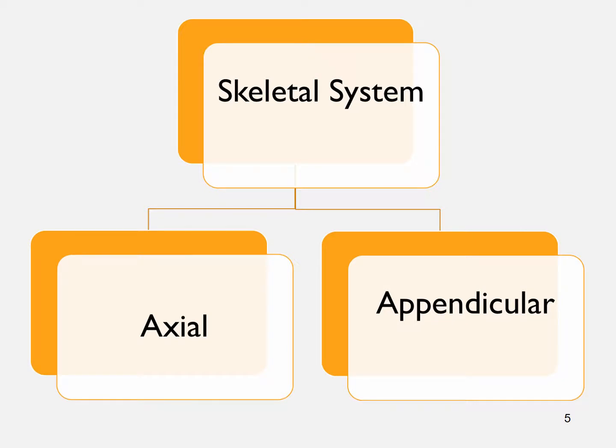Okay, so you have the skeletal system. The skeletal system breaks off into 2 major parts, if you will. You have the axial portion of the skeletal system and the appendicular portion of the skeletal system. So the axial and the appendicular.